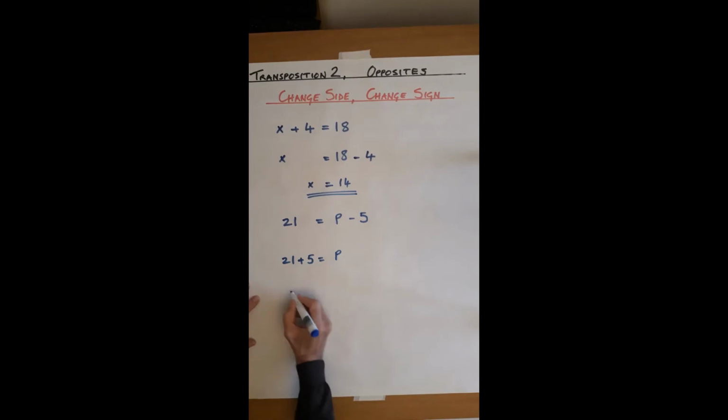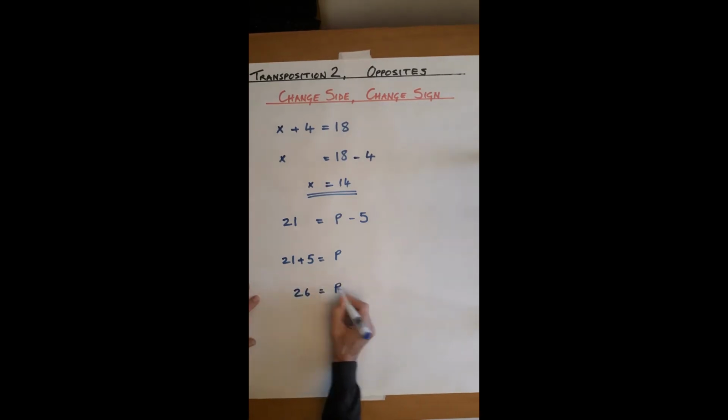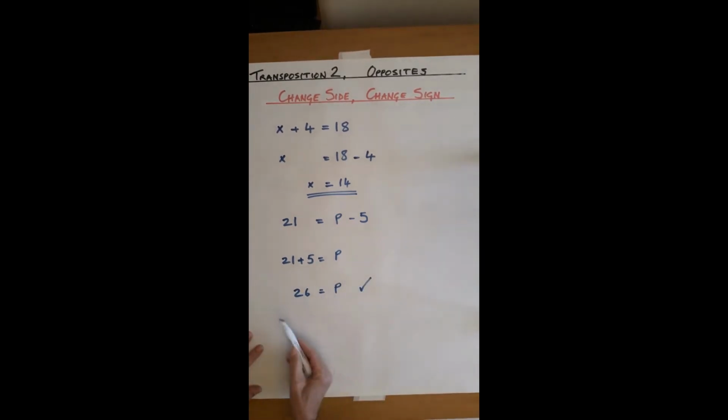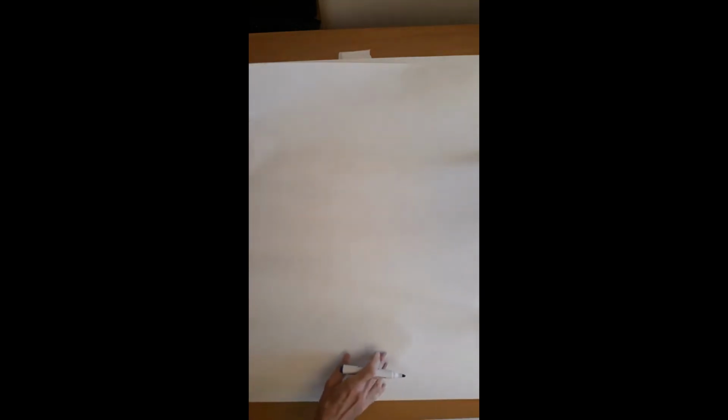So a bit of complicated arithmetic. 26 equals p. So this is correct, but as normal we write the subject on the left. p equals 26. Okay, so let's do a different example. That was about addition and subtraction. Let's move on and have a little look at multiplication and division.